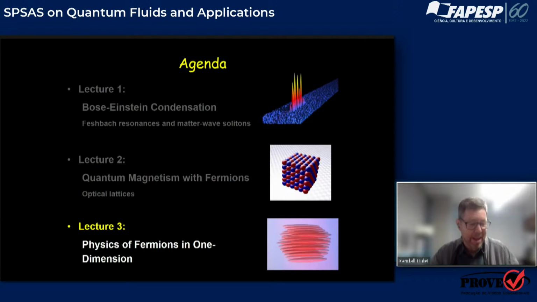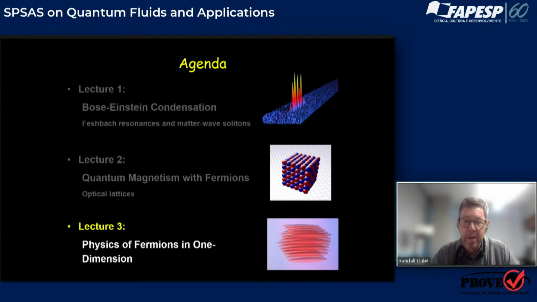So last time we finished yesterday with a discussion of quantum magnetism with ultra-cold fermions. And this was an example of quantum simulation where one could use the versatility of atoms in optical lattices to realize a Hubbard model. And what I want to talk about today is a more recent experiment that is also in the same class of quantum simulation. But in this case, it's the physics of fermions in one dimension.